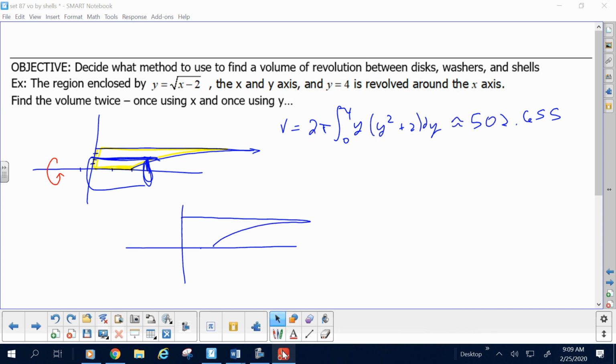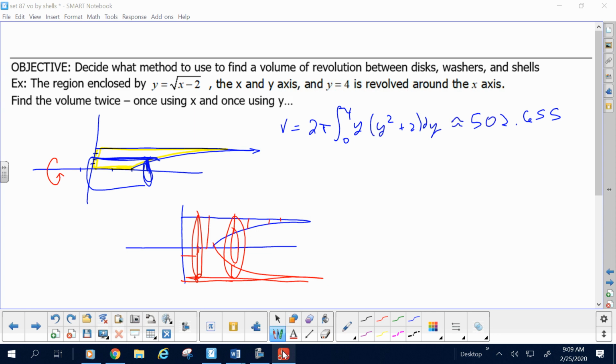Now the question is, how do we get the x to verify? Let's draw some slices. If it's x, it's this way, yeah? All right, these x slices, when I revolve them, what do I get? What kind of figure is that? That's a disk. How about over here?